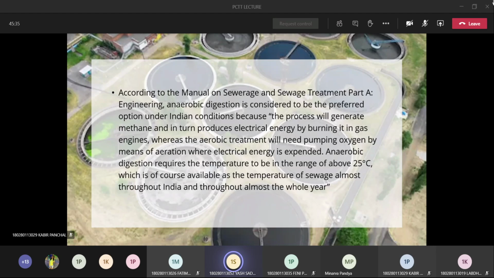Now, advantages of it reduces the production of landfill methane, a greenhouse gas. Disadvantages.